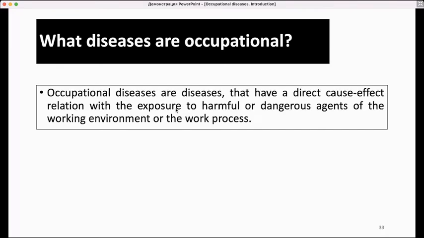The definition of this is: occupational diseases are diseases that have a direct cause-effect relation with the exposure to harmful or dangerous agents of the working environment or the work process. Again, occupational diseases are diseases that have a direct cause-effect relation with the exposure to harmful or dangerous agent or agents of the working environment or the work process.